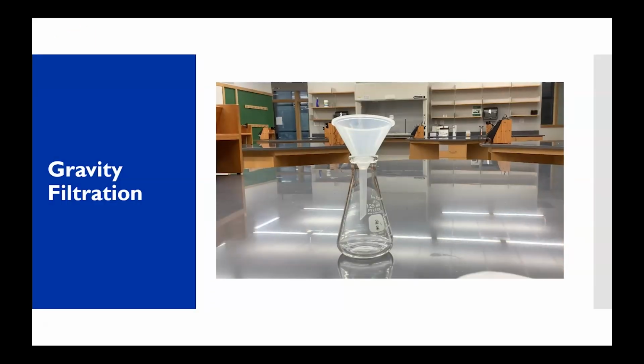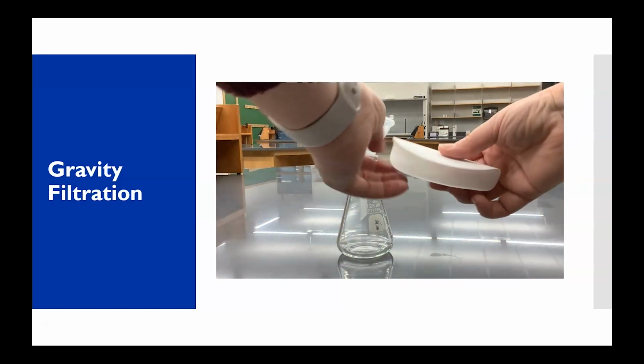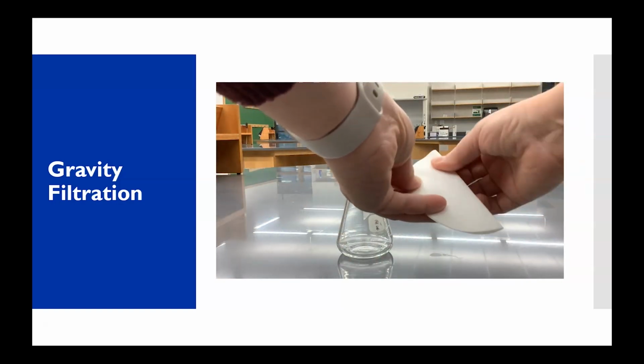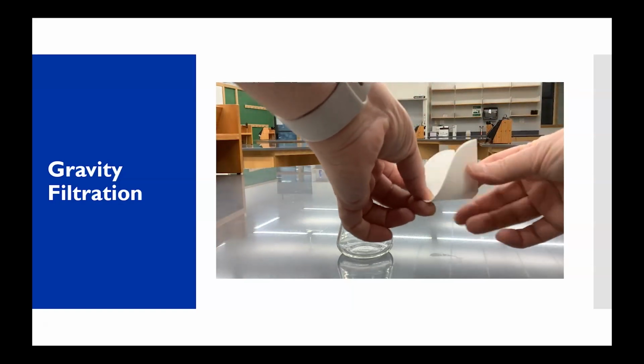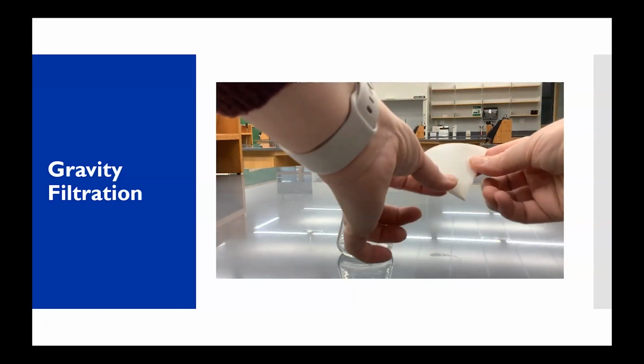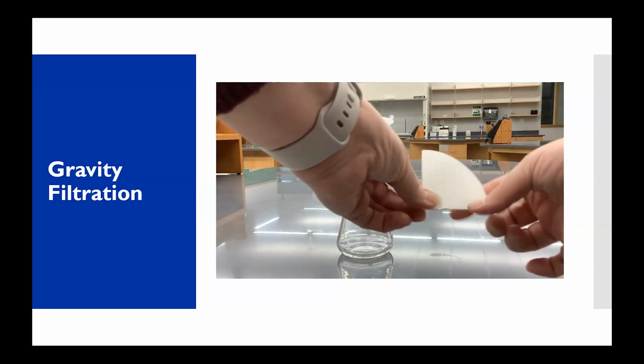Gravimetric filtration simply uses gravity to push a liquid through filter paper. Often the filter paper is folded up and put into a funnel so the liquid can be collected separately of the solid.